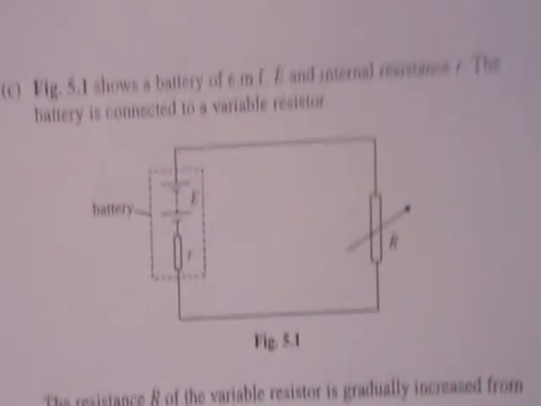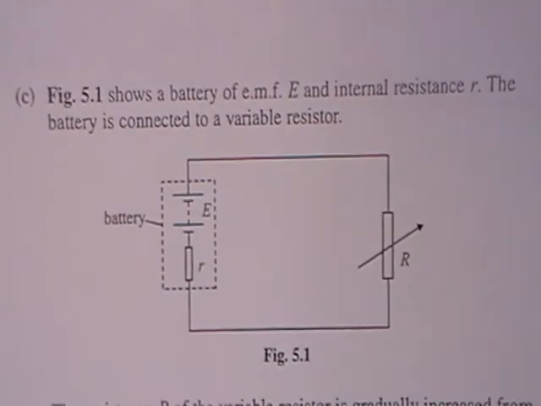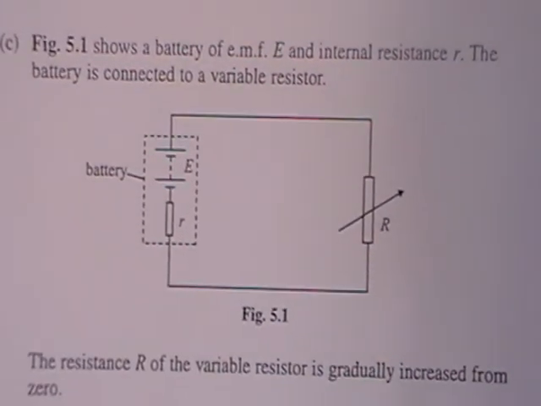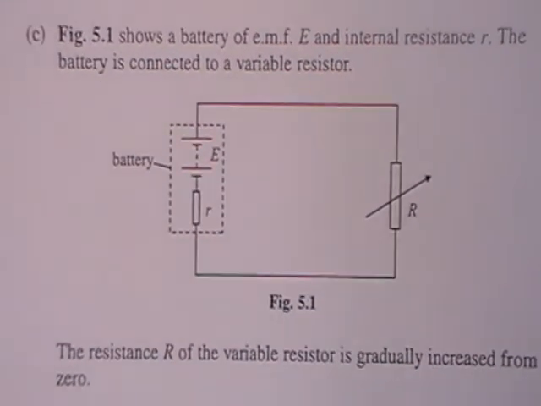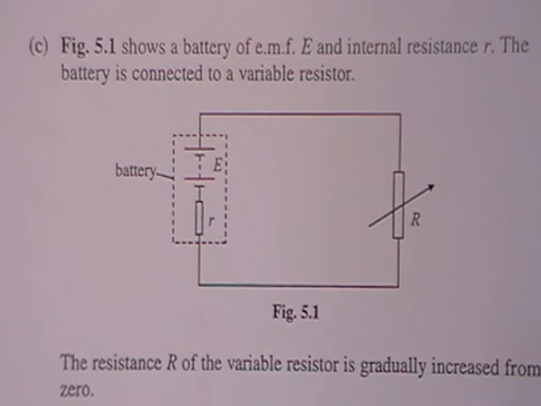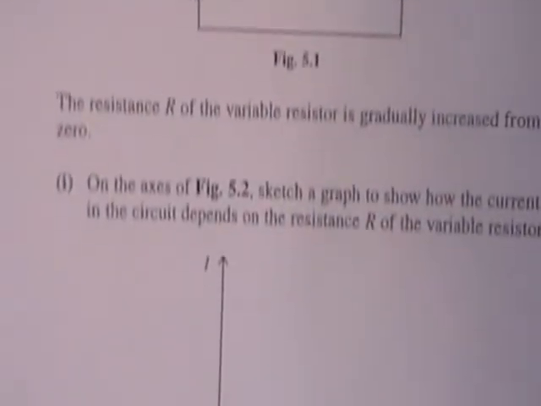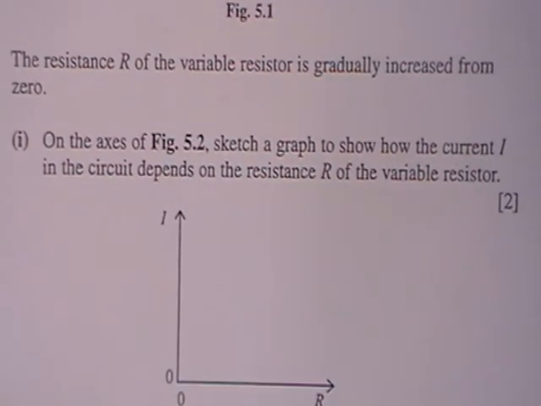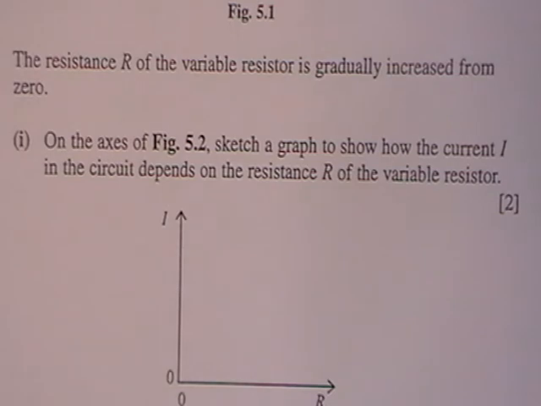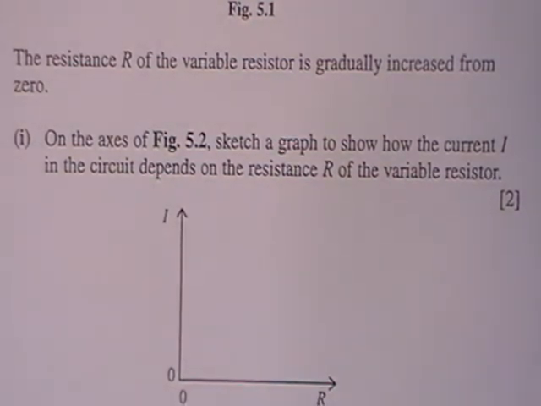Part C. Figure 5.1 shows a battery of EMF E and internal resistance r. The battery is connected to a variable resistor. The resistance of the variable resistor is gradually increased from 0. On the axis of figure 5.2, sketch a graph to show how the current in the circuit depends on the resistance R of the variable resistor.